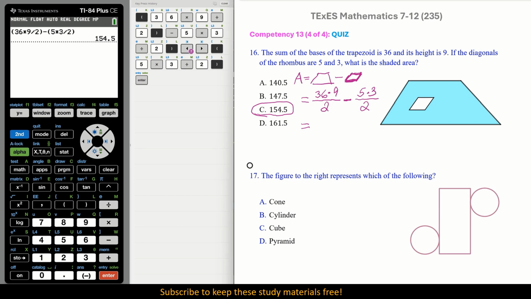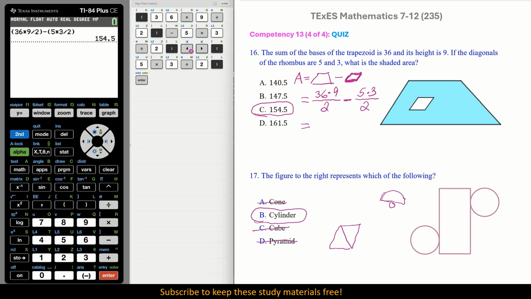Okay, now, number 17. The figure to the right represents which of the following? Okay, obviously it can't be a cone, and I know right off it's a cylinder. A cone is going to have some kind of a half shape like this. A cube is going to be 4 squares all laid out, so it can't be a cube. And of course, a pyramid has to have the triangles laid out correctly. So there's just no way, it has to be a cylinder.